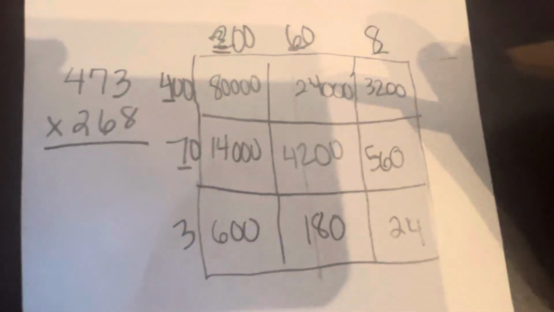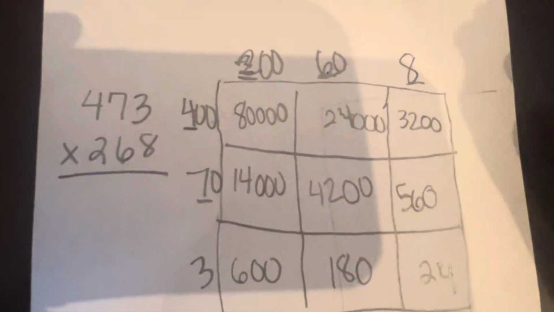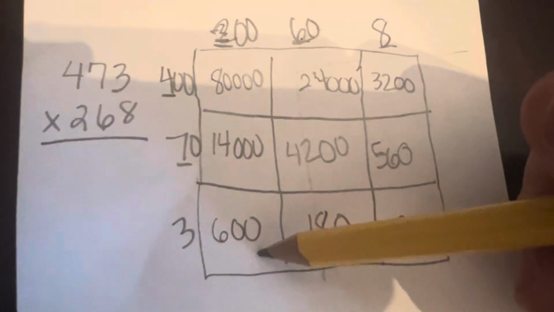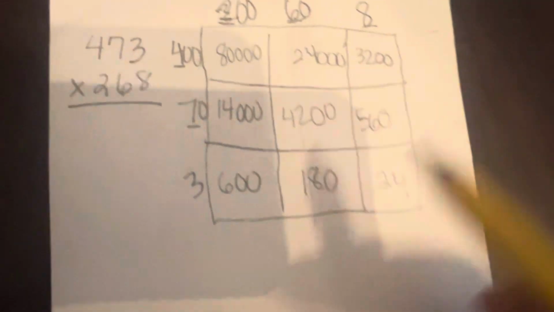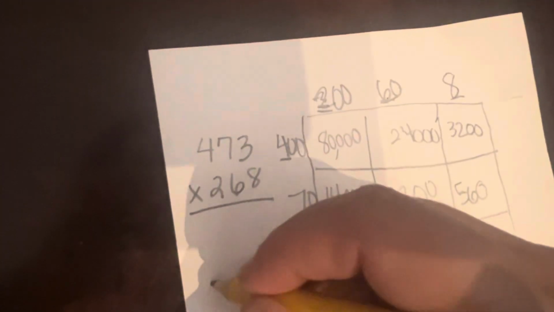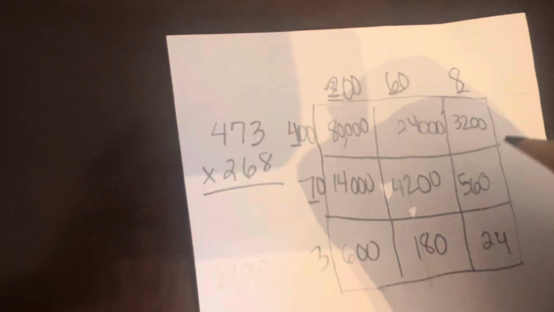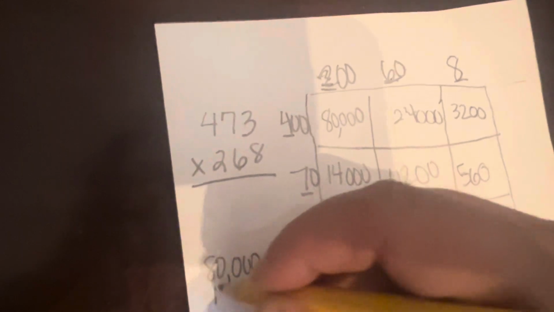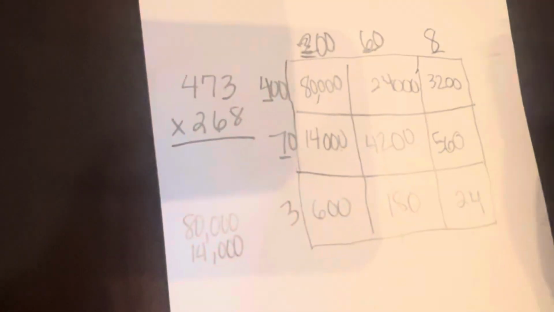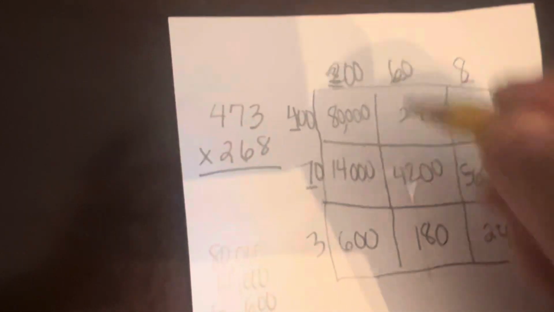Now, if you remember what we used to do, now we got to add all these guys. The big thing that you have to be worried about here is lining up your numbers correctly. I would suggest that you add column, column, column, and then you add all those 3 together. So, for example, let's line them up nicely. This is 80,000, plus 14,000, plus 600. So we're going to add that first. That's the first column right here.